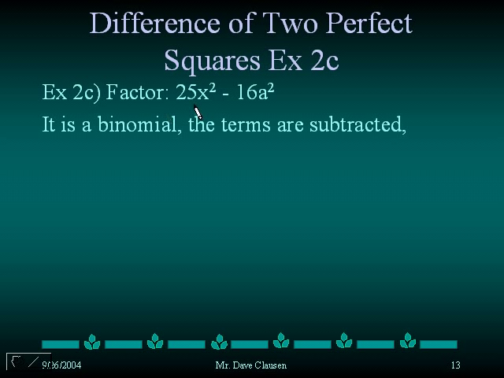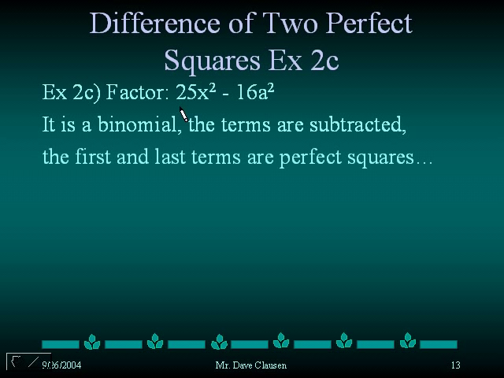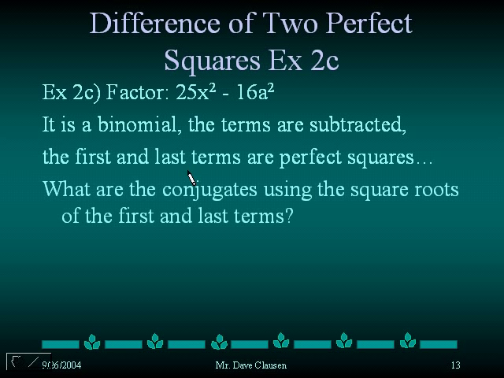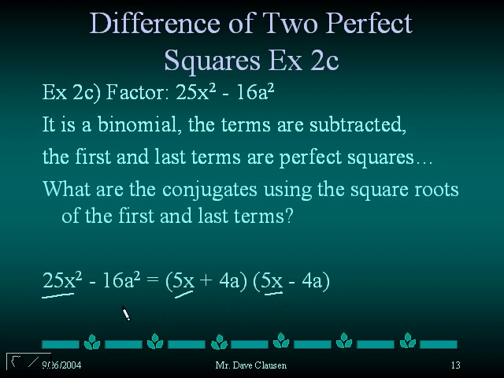Let's check the criteria. There are two terms, so yes, it's a binomial. Yep, that's a subtraction sign. Yes, the first term is a perfect square, and the last term is a perfect square. So we're going to factor them into their conjugates. So we take the square root of the first term. Square root of 25x squared is 5x. The square root of the last term, 16a squared, is 4a.